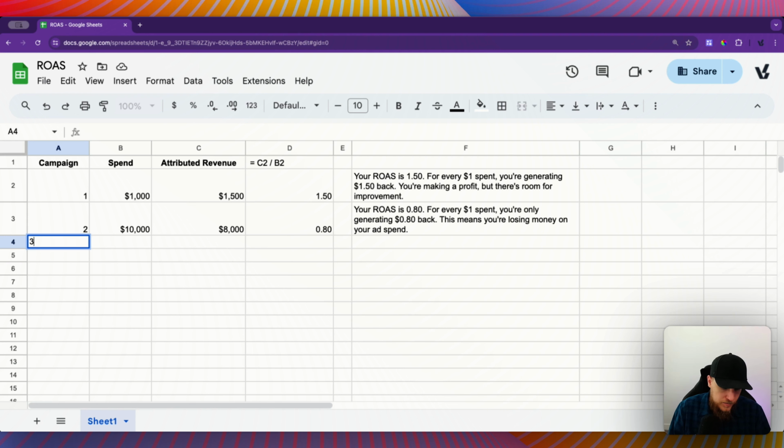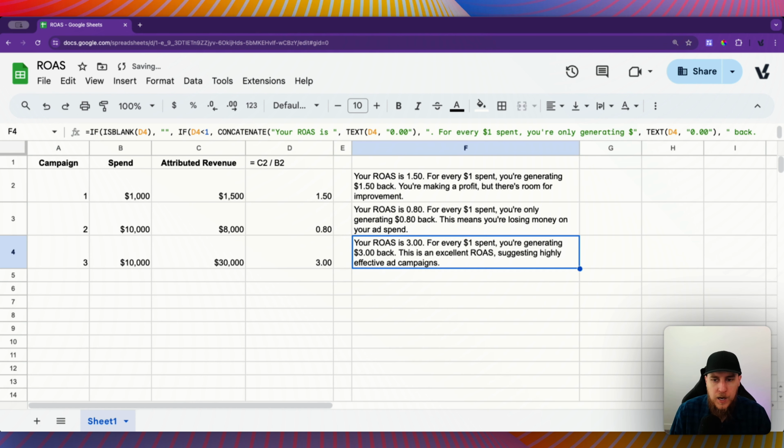And let's do one more that's really good. So let's say we spent $10,000 again, but we generated $30,000 in return. Copy the formula. There we go. The ROAS is a 3. For every $1 spent, you're generating $3 back. This is an excellent ROAS, suggesting a highly effective ad campaign.